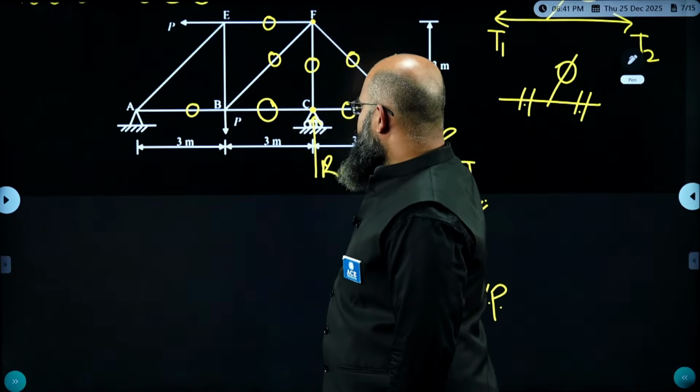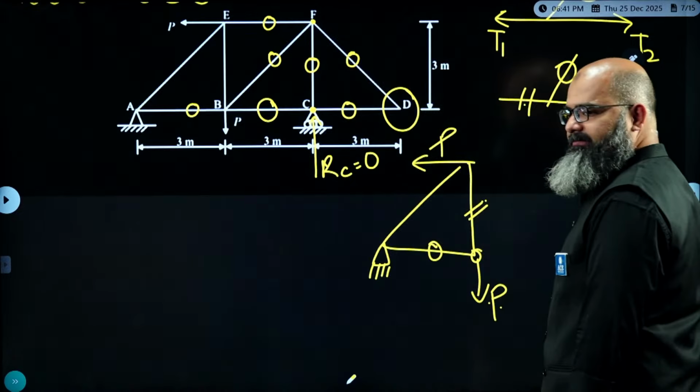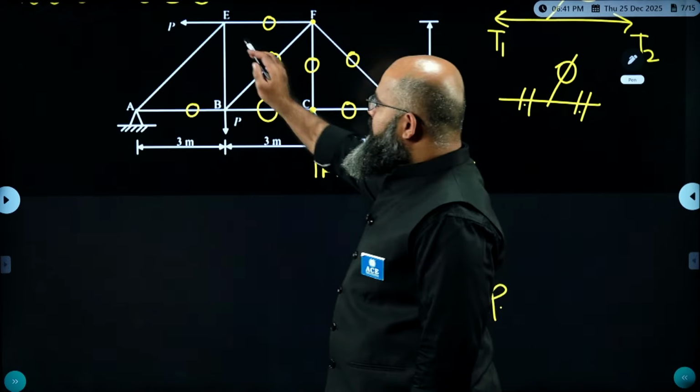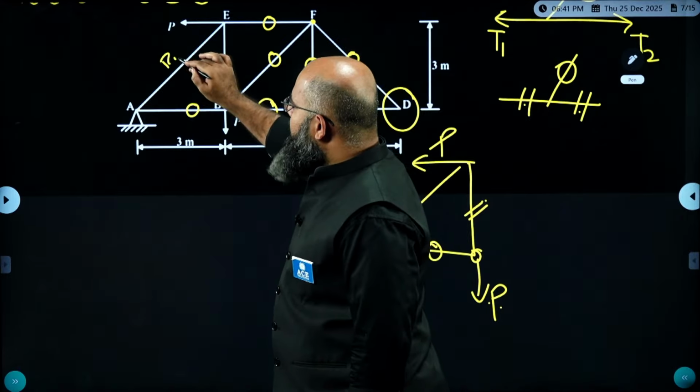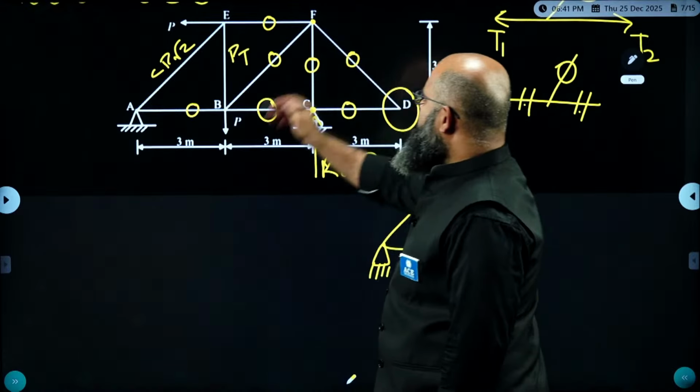And AB is also going to experience a loading over here, right? AB is going to experience a compressive P root 2. This will be P root 2 compressive. This will be P tensile. Rest of them are of 0.